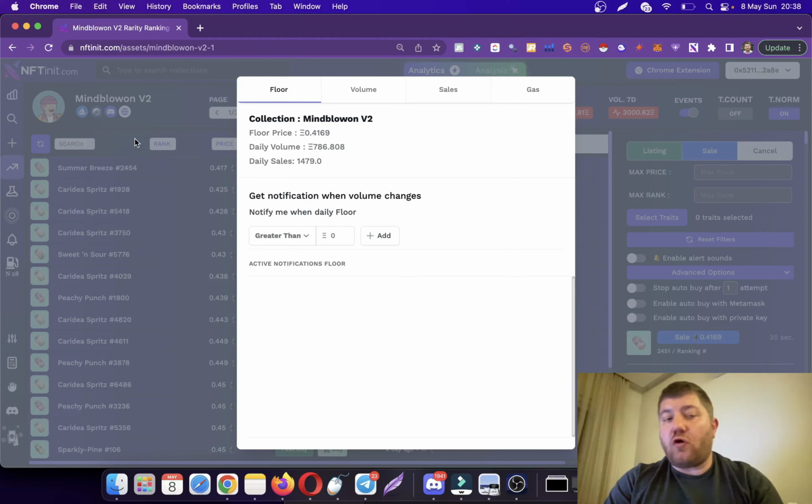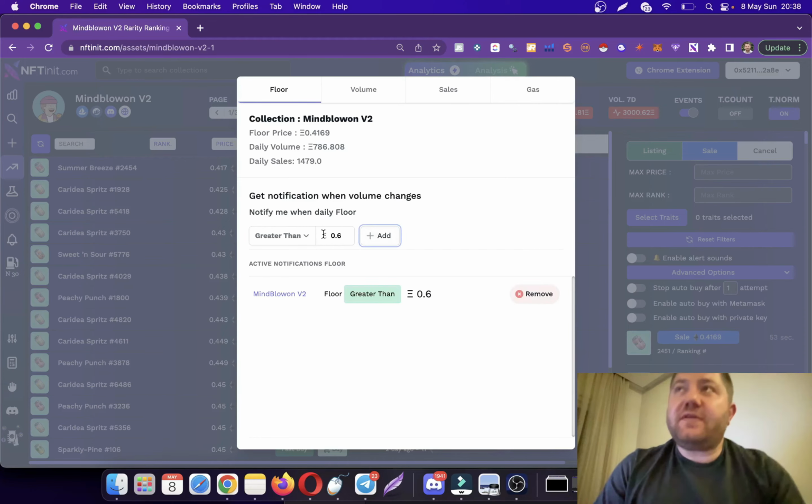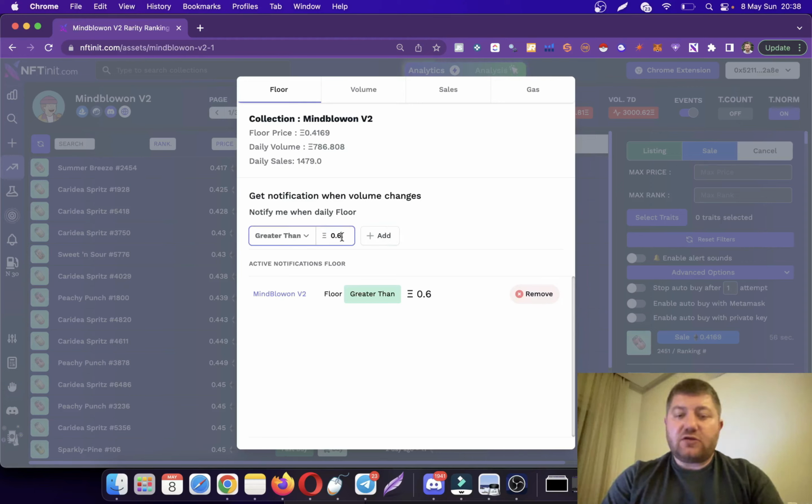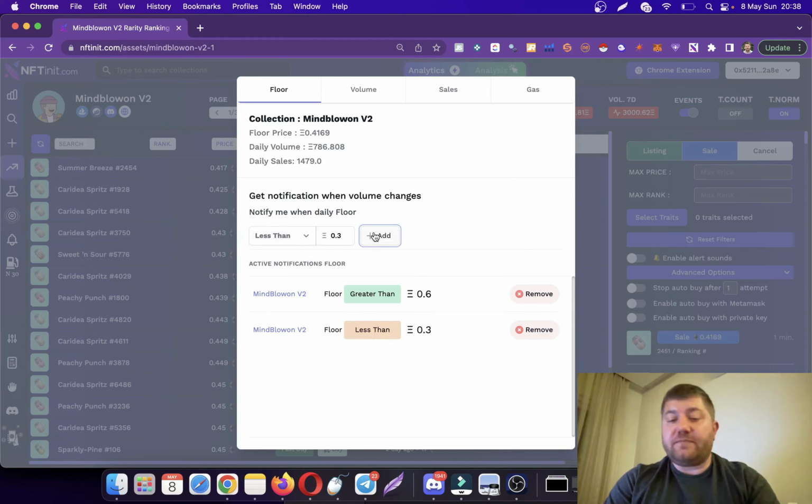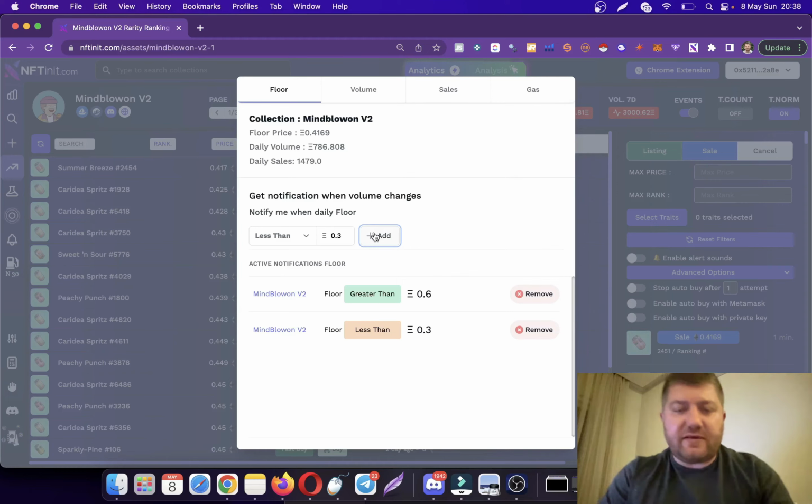So assume that you own an NFT from this collection, which is Mind Blown version 2, and you want to sell it as soon as it hits 0.6, let's say. Also, you want to know if the collection is dumping so hard. So you might want to set another notification if the floor price goes below 0.3. By the way, this is free. You can enjoy it. There are limitations on how many you can add, but I think it will be more than enough if you are just starting out.